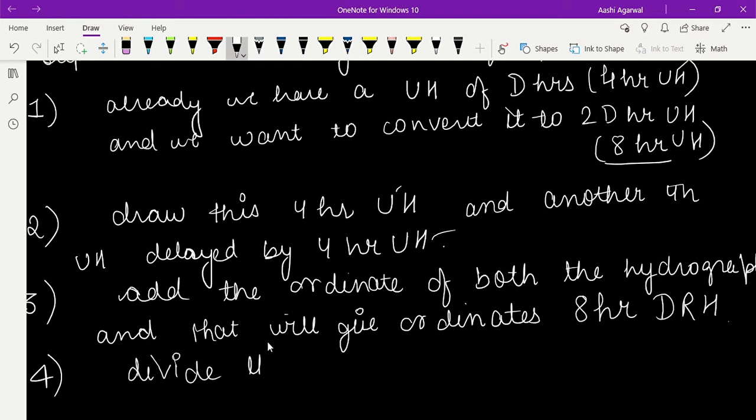So divide the ordinates by 2. Here in this case by 2. In general case I have to divide by x. Suppose here let's say I have taken 3-hour UH and I am finding out 12-hour UH. So I have to divide by 4. With the help of questions it will be more clear.